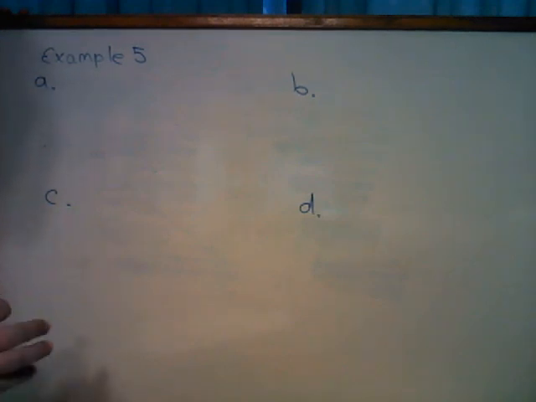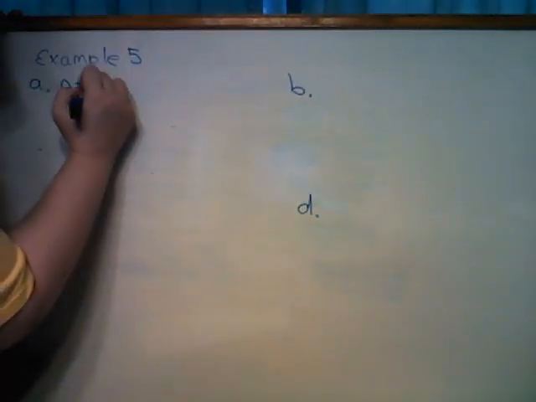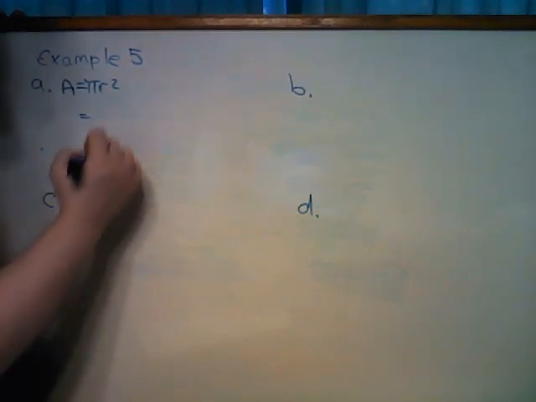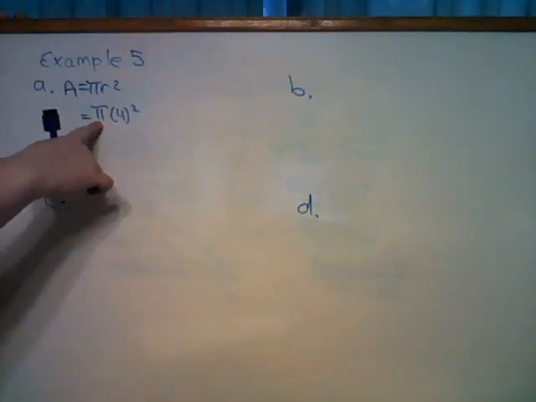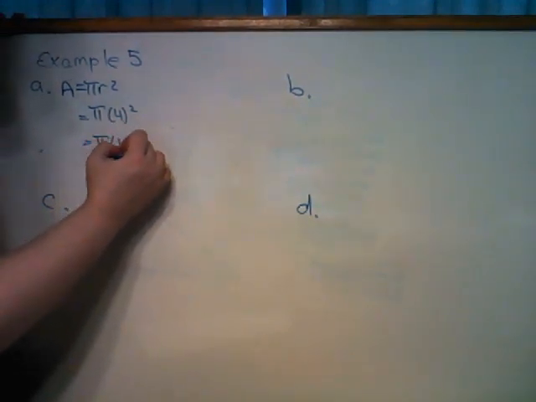So I'm going to do 2 parts for part A, B, C, and D. So in terms of pi, you still use pi r squared. But in this one, I'm given the radius of 4, so I'm going to do pi times 4 squared. So you notice pi stays there. I do nothing with it. I just leave it there. So then I get pi times 16.